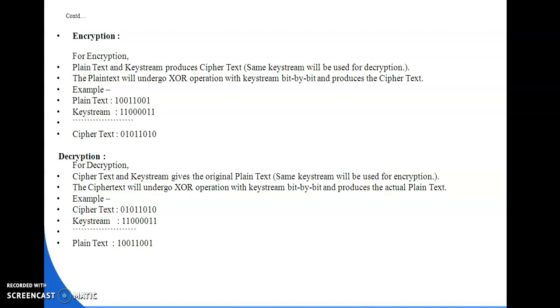Next is the decryption process, same thing. In place of the plain text, there is a ciphertext and the key stream is given. Then you have to apply the XOR operation.